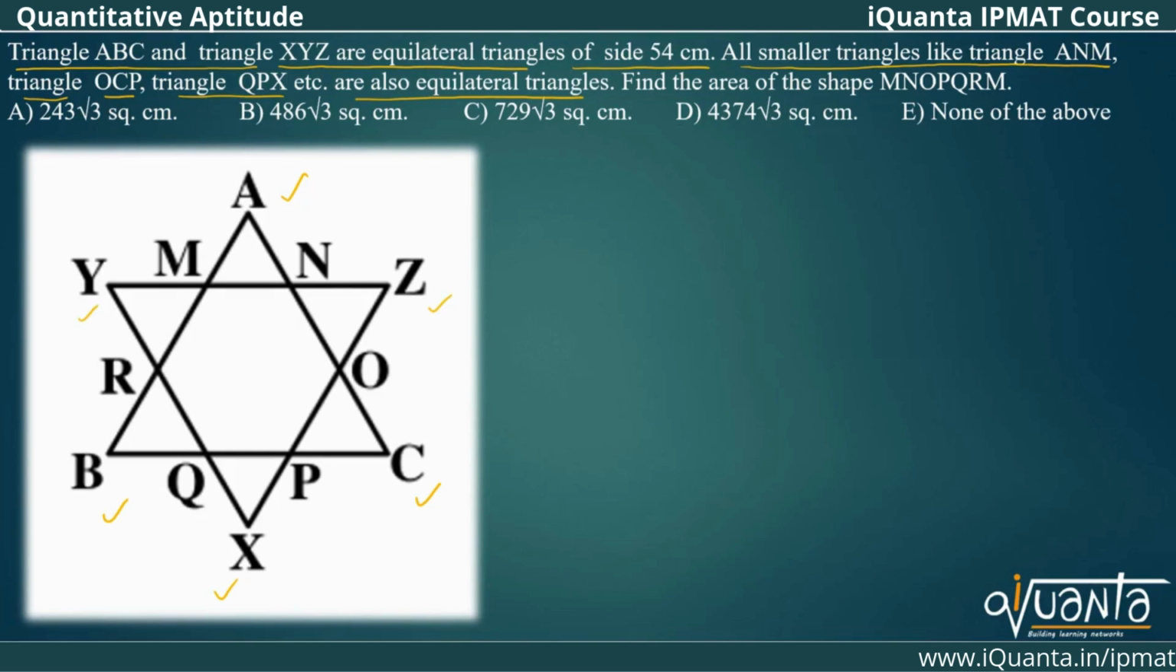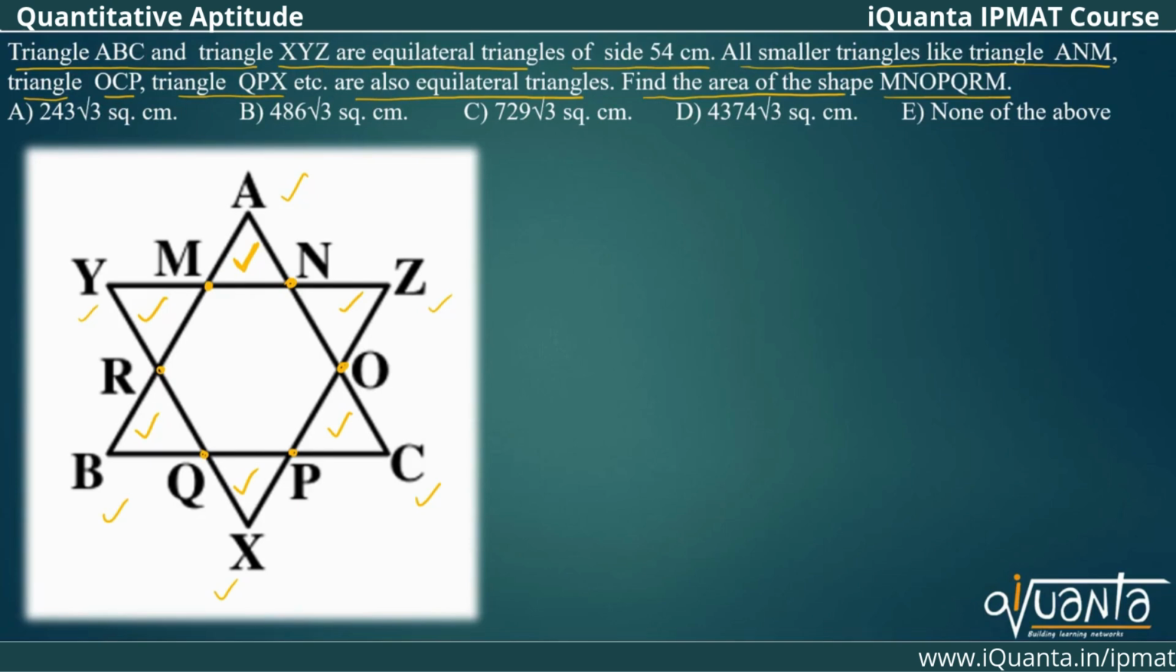Then apart from that, smaller triangles like ANM, that means this particular triangle, OCP, this triangle, QPX, this triangle, all smaller triangles, that means these as well, they are all equilateral triangles. Find the area of the shape MNOPQRM. So we need to find out the area of this shape MNOPQRM. So by simply observing, we can say that this figure MNOPQRM is a hexagon.